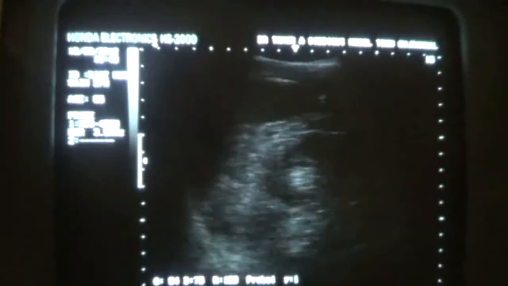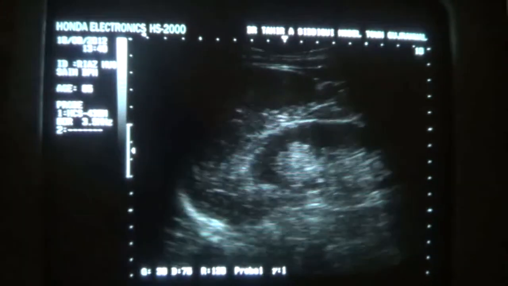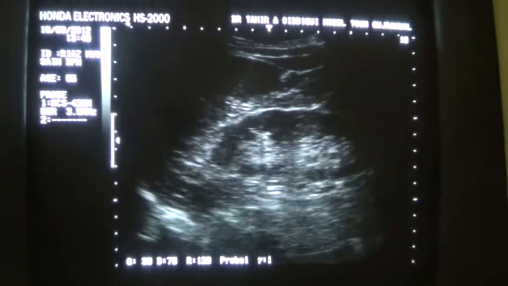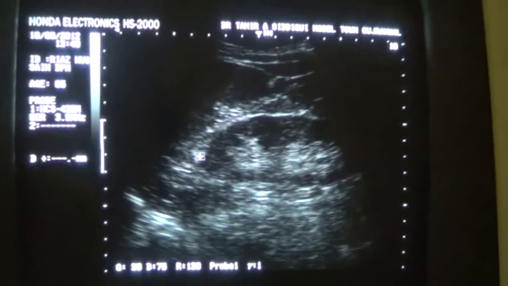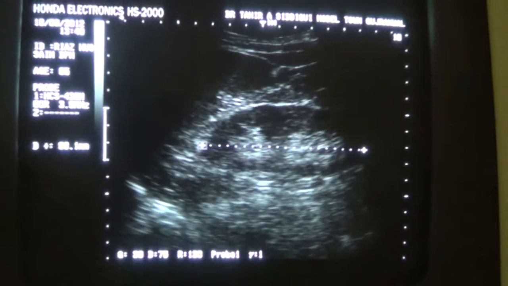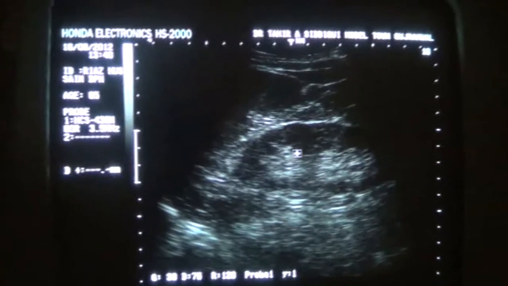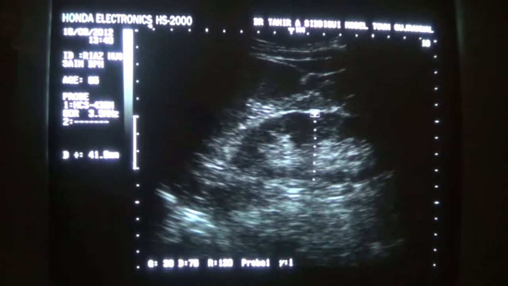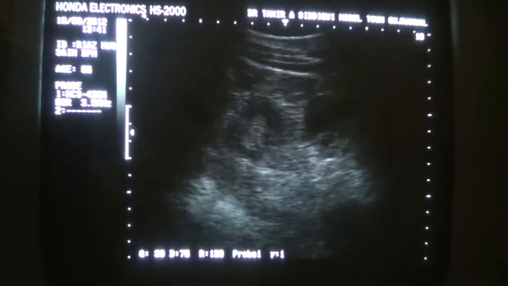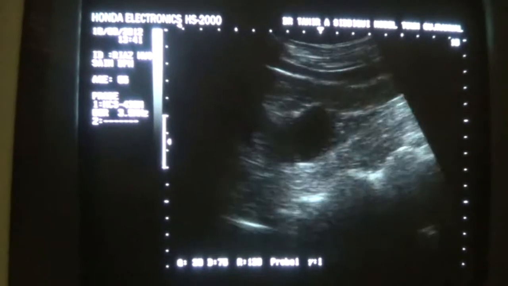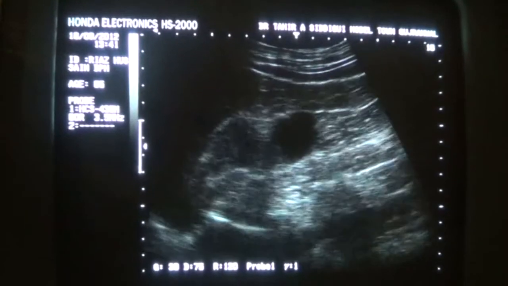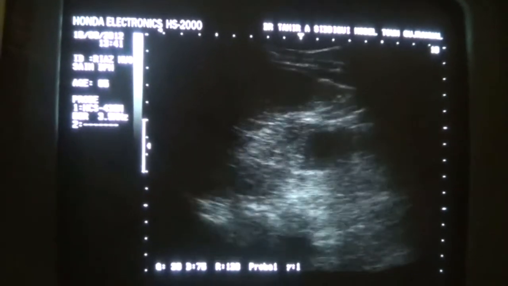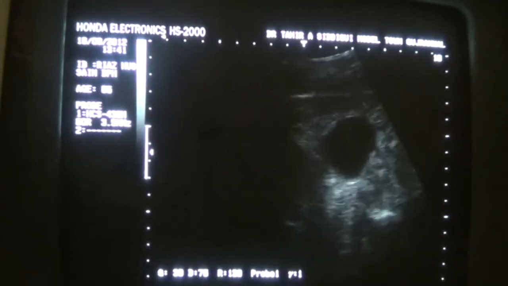Now this is the left kidney. Now it measures 9.8 centimeters in length, 4.1 centimeters in anteroposterior diameter, and there is a small cyst here. This cyst, the cystic area that you are seeing, relates to this kidney.